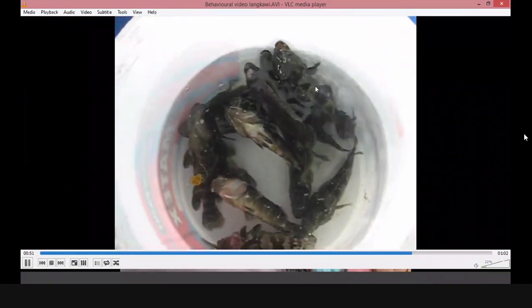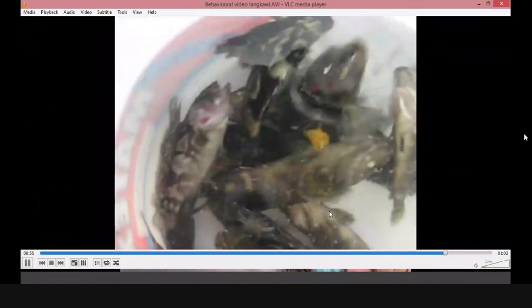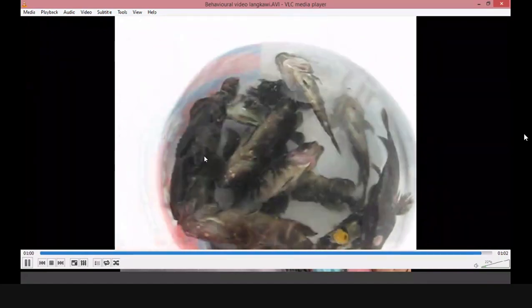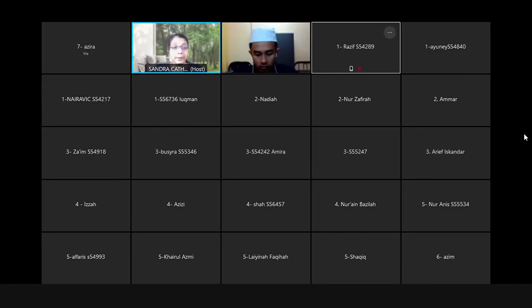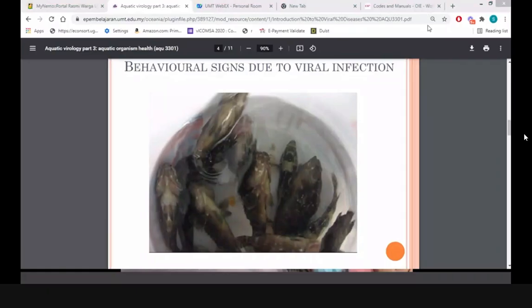So these are the example of differentiation between the healthy and the diseased fish. Yang ni difficulty to breathe. Dia akan tercungap. Okay. Ada apa-apa soalan pasal kelakuan ikan? Ada apa-apa soalan tak? Before I go to the next one?